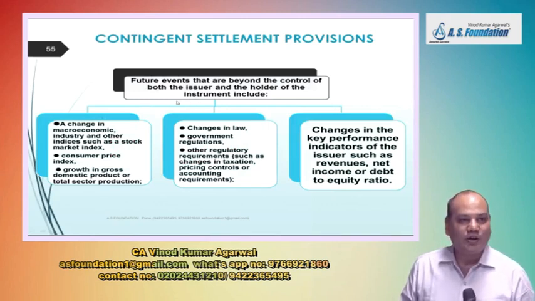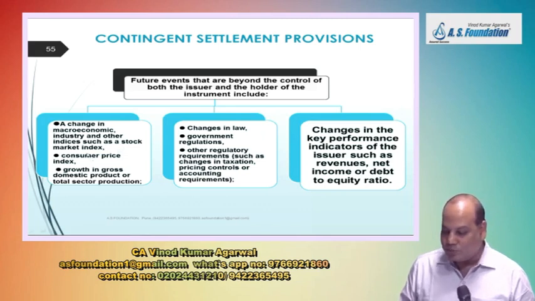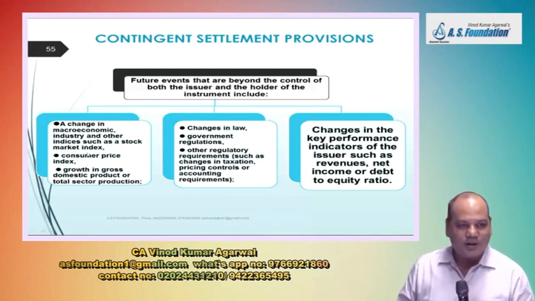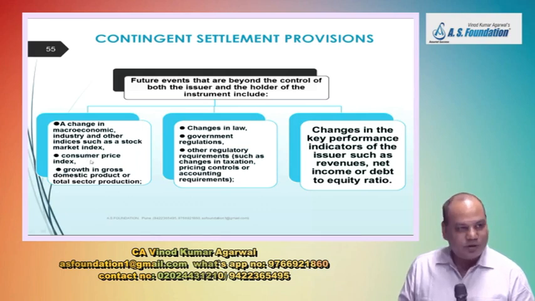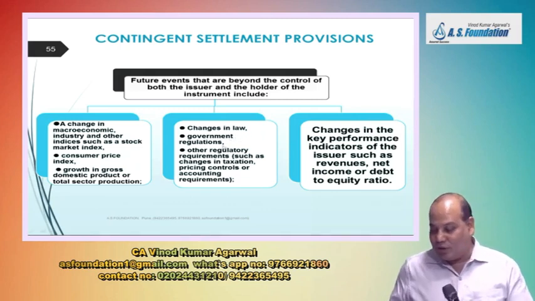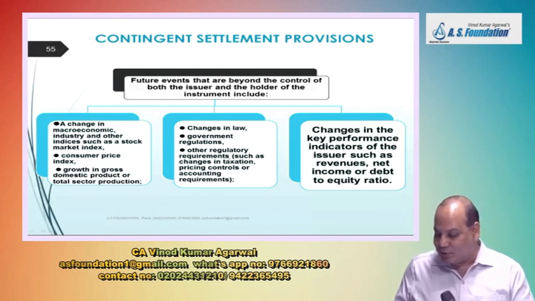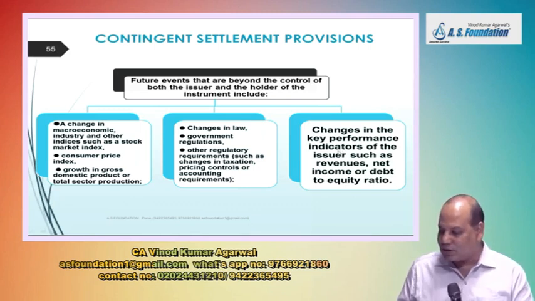Some examples of future conditions that can be incorporated in your contract. A change in macroeconomic, industry and other indices such as a stock market index. So this you can put in your condition. If BSE Sensex exceeds 39,000 points, we'll pay you 10% interest. Seems to be genuine. Consumer price index, growth in GDP or industrial production, change in law. But for change in law, again you have to see the authenticity. Government regulation, other regulatory requirements such as change in tax, price control, accounting, and changes in key performance indicators like EPS, market price, debt equity, etc.